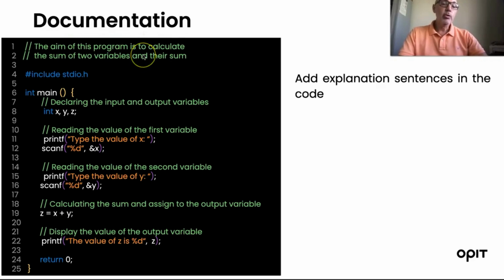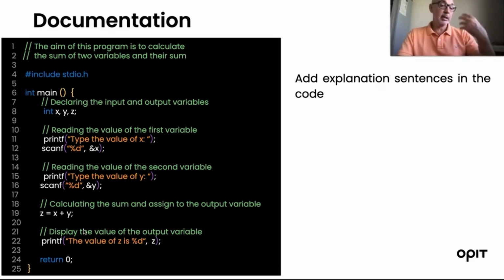There is some mistake here, no problem, because it's only in English. You can write what you want to write. It only explains to another user who is interested in reading your program what the program is about. It explains the different parts you have. So for instance, here I declare the input and output variables. I read the value of the first variable. I read the value of the second variable. I calculate the sum and assign this sum to the output variable, and then I display the value of the output variable. So you can see all these are given in English to explain to any other programmer what the program is about.